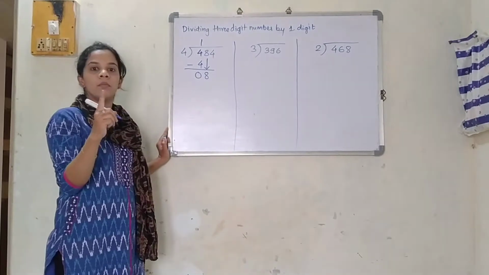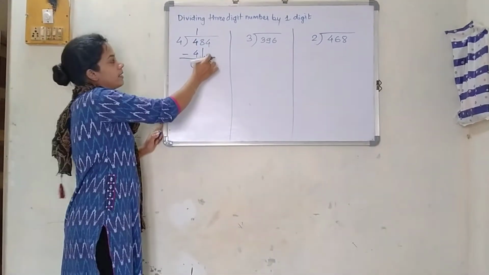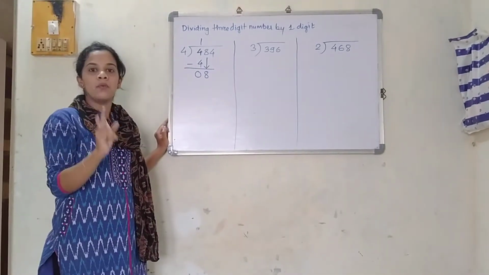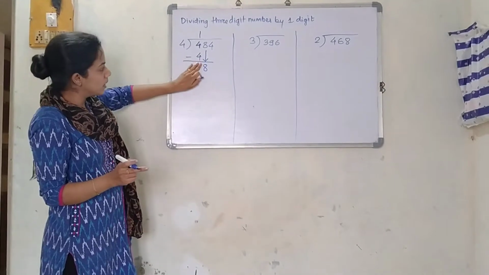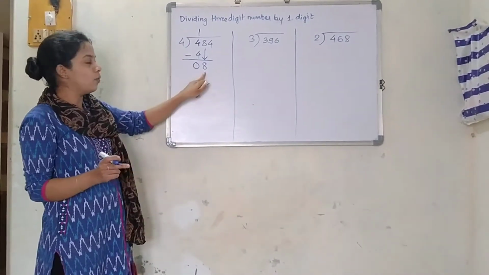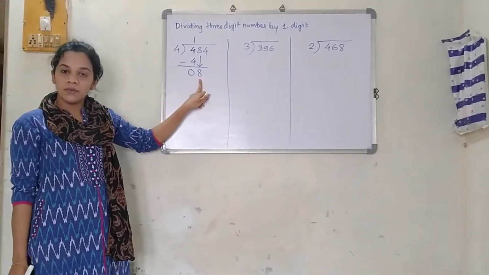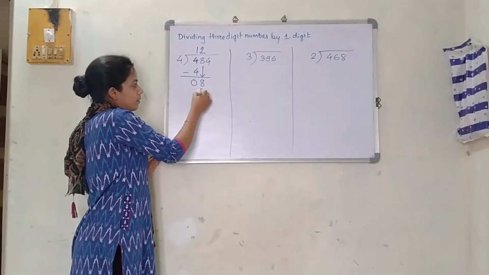Always remember one number at one time, not two numbers. Okay? You cannot take this 84 down. You will take only one number at a time. Right now, this 08 means what? This 0 is negligible. You can only consider 8. Now, say the table of 4 till you get 8. 4 ones are 4. 4 twos are 8.